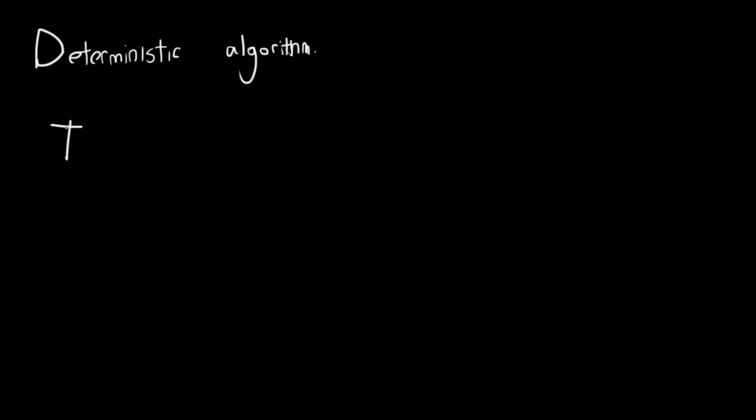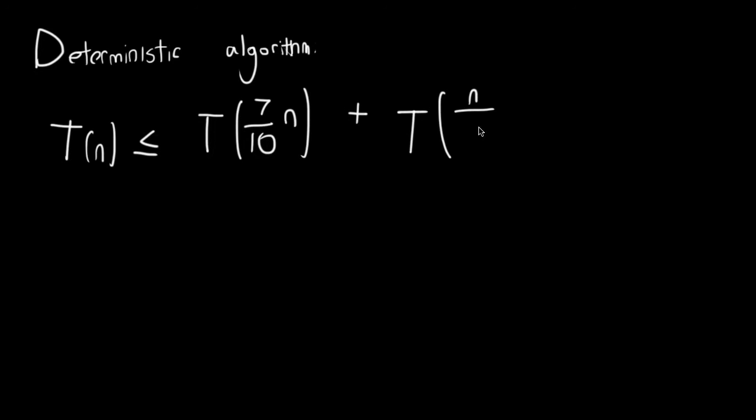So let's go ahead and write this out over here. T(n), it's going to be the runtime. We obviously will have a boundary over here, so this is going to be less than or equal to the time that we are going to be recursing on, right? We said 7/10 of n is going to be what we're recursing on. And then we are going to have T(n/5) plus big O of n.